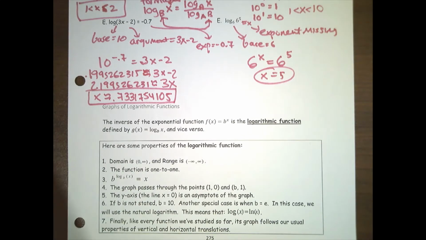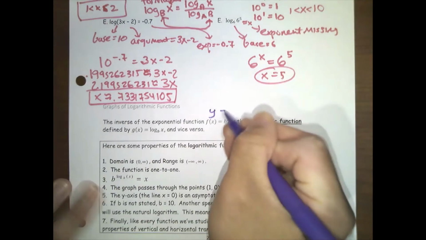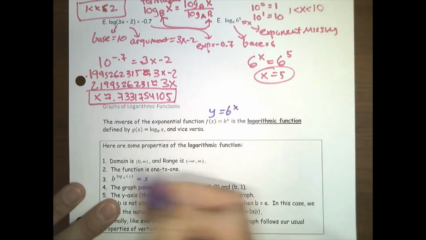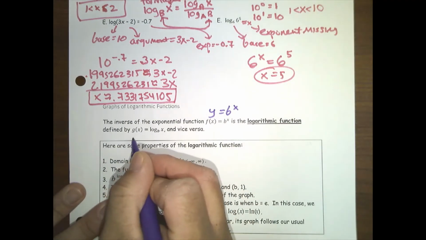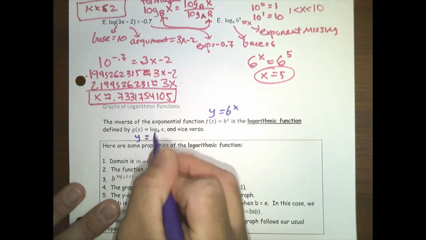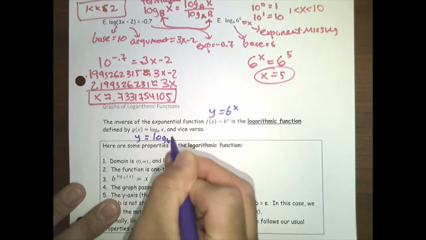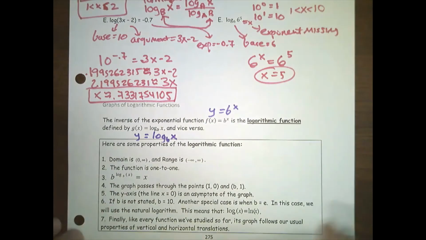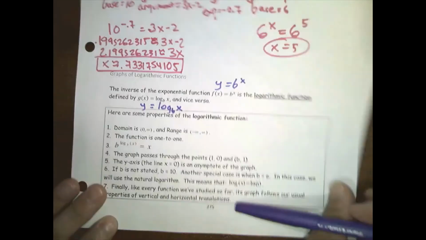So now here, let me move on to graphing these logarithmic functions here. So the inverse of the exponential function y equals b to the x is y is log base b of x. All right, so these are inverses.